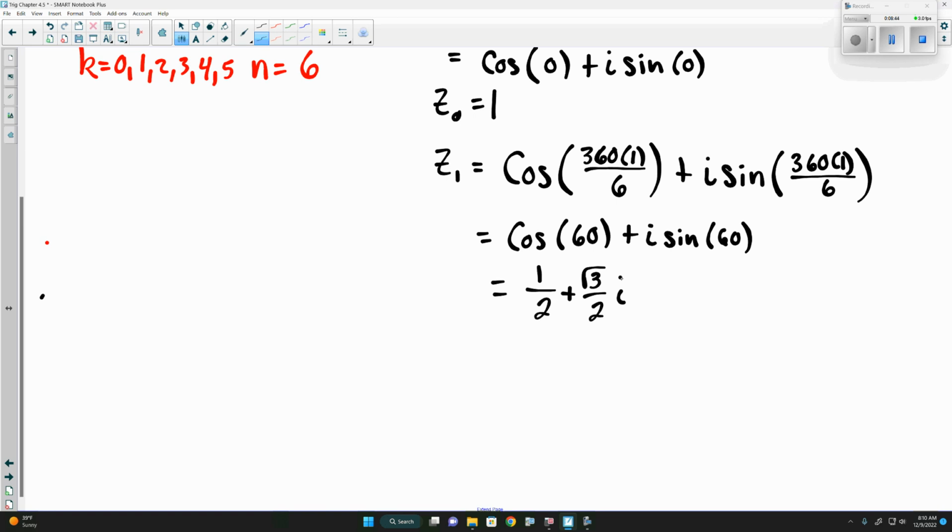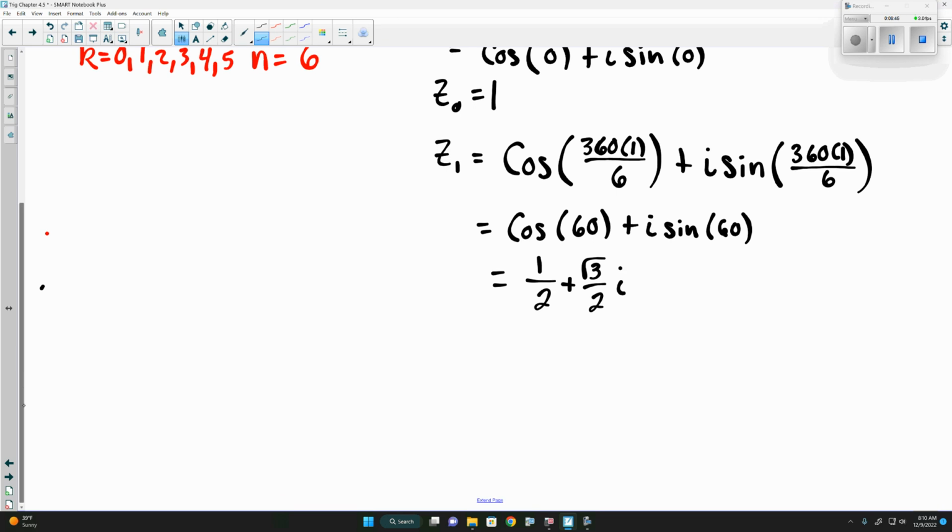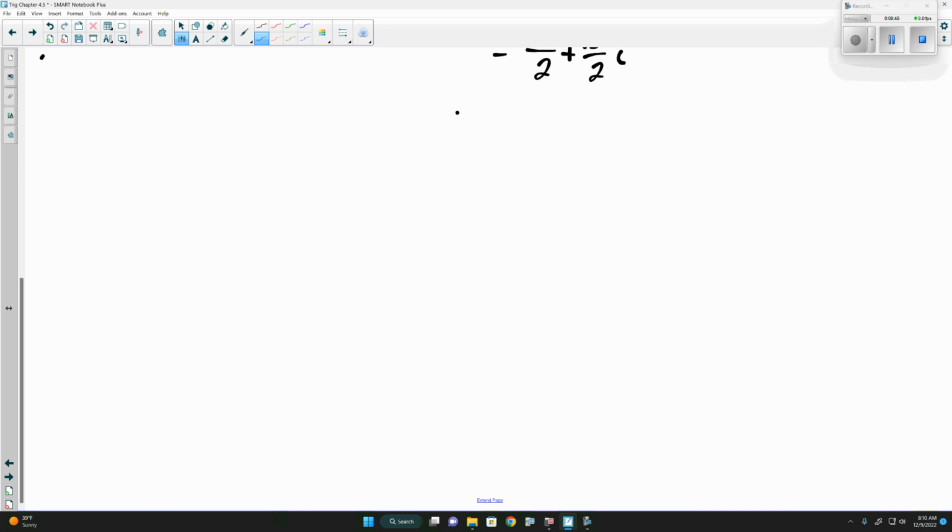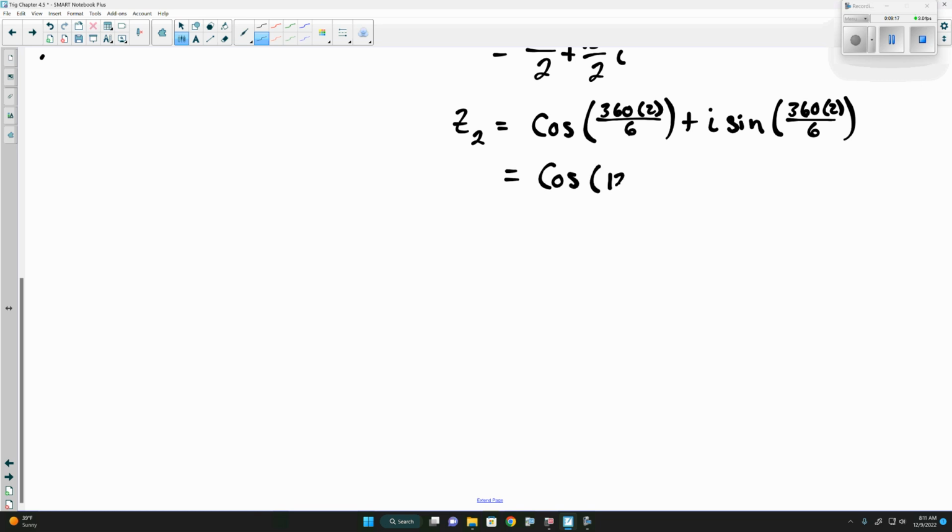Questions on this so far? Well, z sub 2 is just going to be cosine of 360 times 2 over 6 plus I sine of 360 times 2 over 6. And again, at this point, we can plug this into the calculator. So we have cosine of 120 plus I sine of 120.